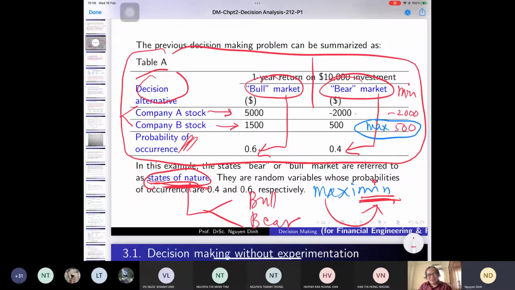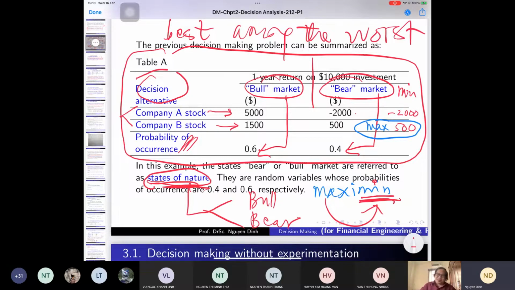You remember, one method is maximin. You choose the min of each alternative through each state of nature, the worst case, and then you look at all the worst cases here and choose the maximum. So the best of the worst, you can say like this: best among the worst.